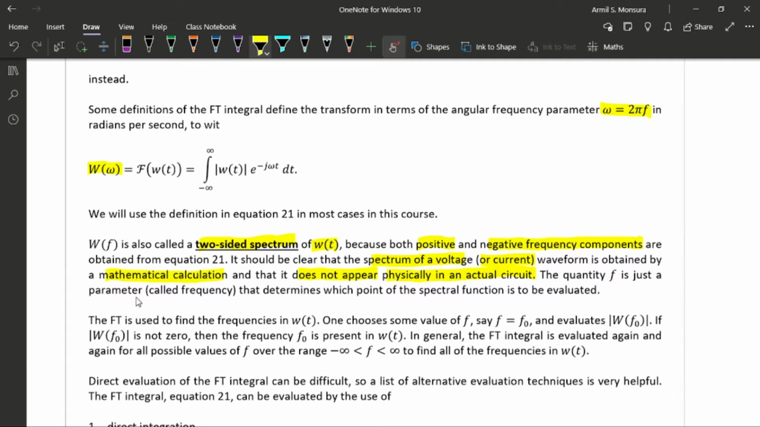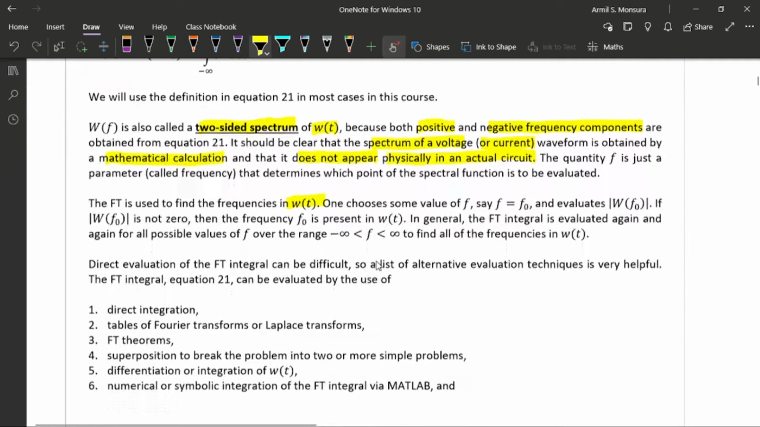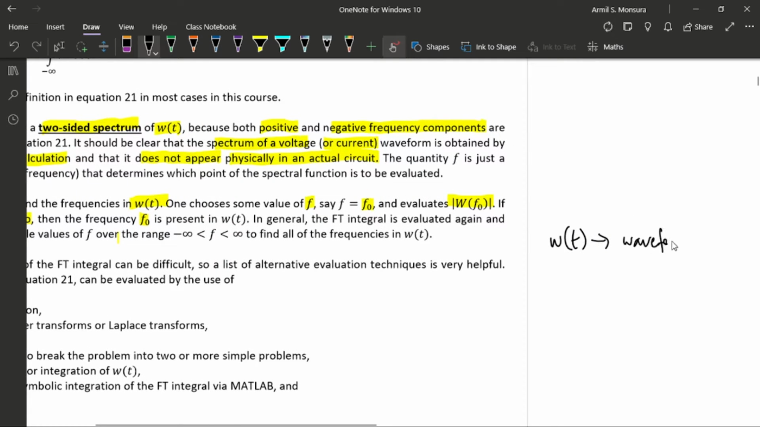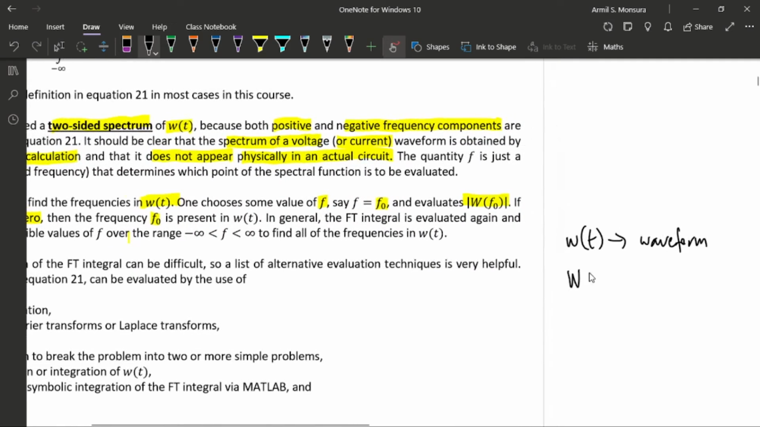Now, the Fourier transform is used to find the frequencies in w(t). One chooses some value of f, say f0, and evaluates the magnitude of W(f0). If this quantity is not zero, then the frequency f0 is present in the waveform. This waveform, either a signal or a noise, or whatever, has what we call its spectrum.